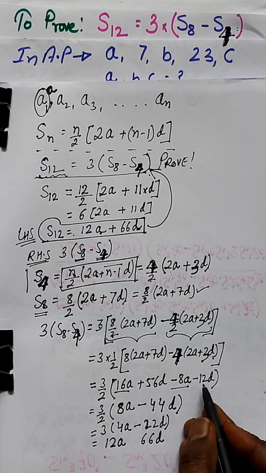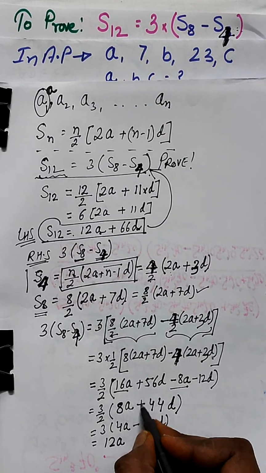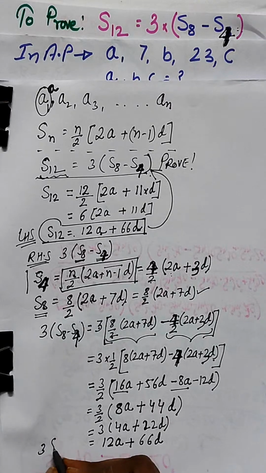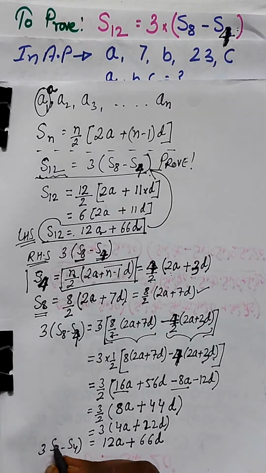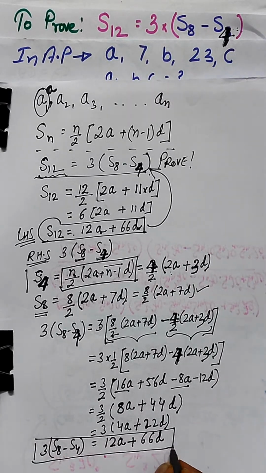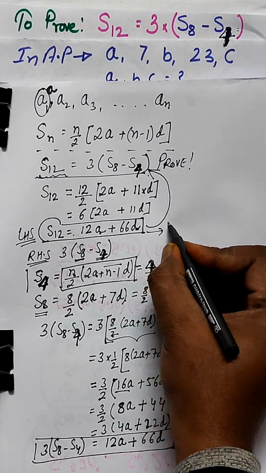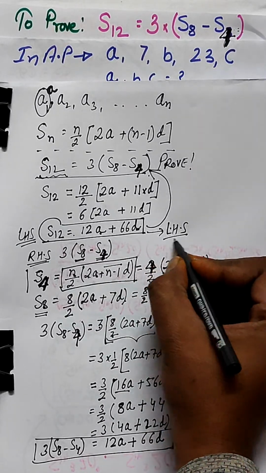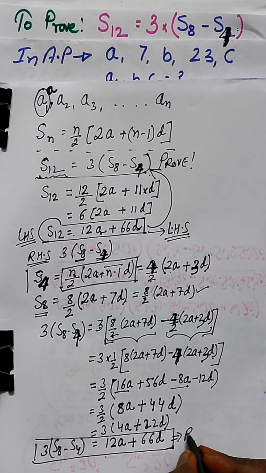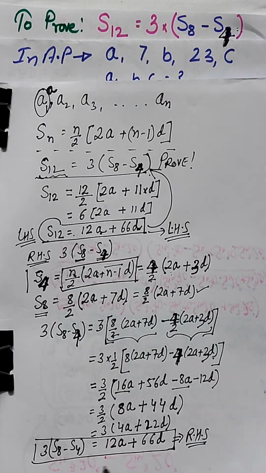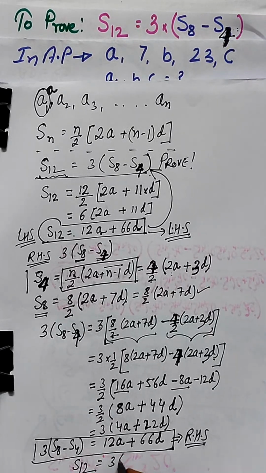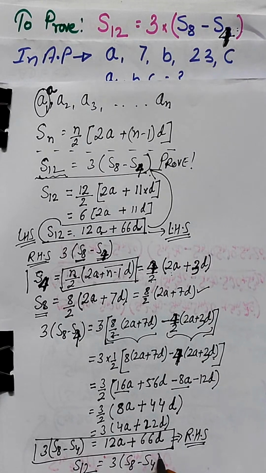So 56 minus 12 is coming as plus 44, right? This will be, so 3 times S8 minus S4, this is also coming as 12a plus 66d. And this was the same over here. This was our LHS, S12, and this is our RHS. So here we have proved that S12 equal to 3 times S8 minus S4.